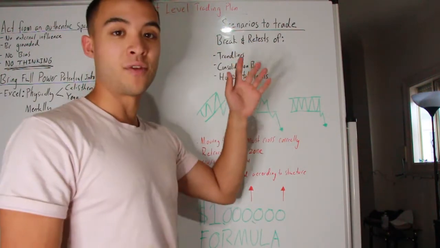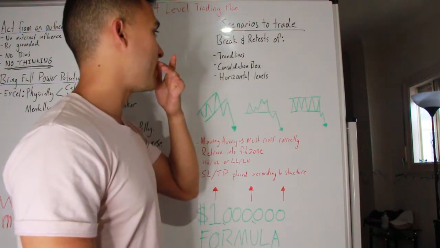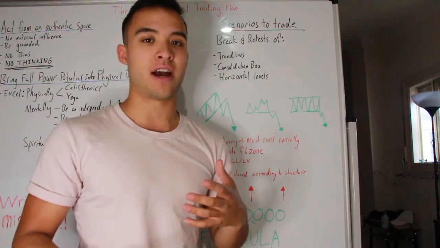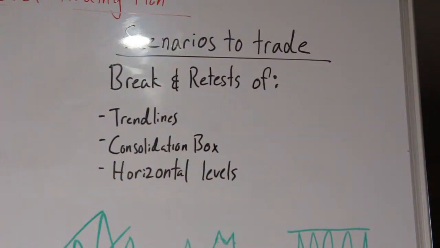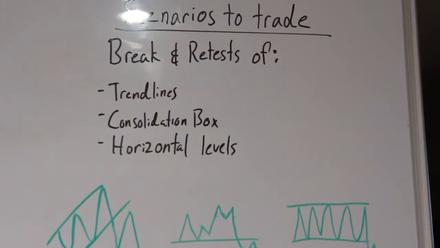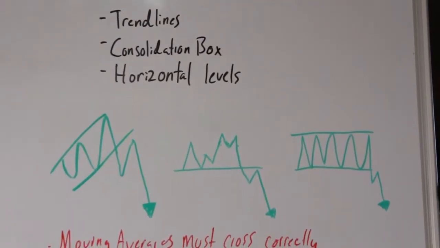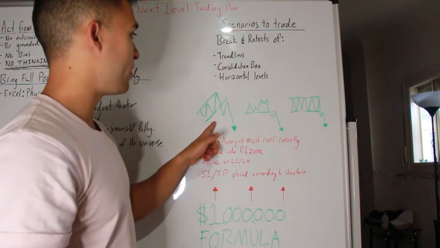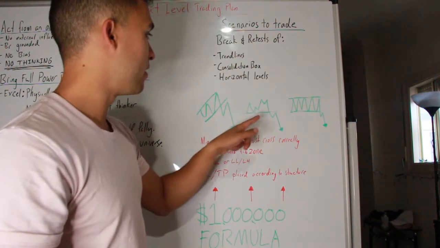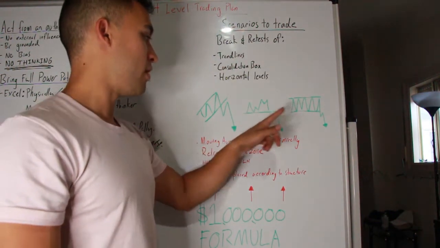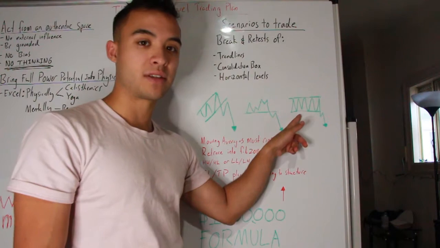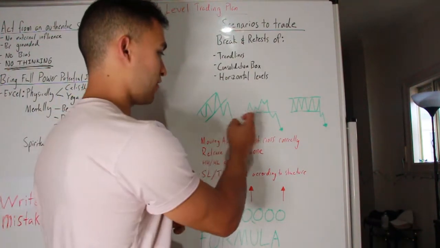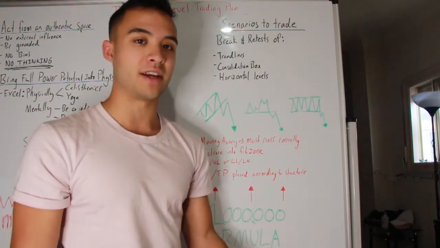So I've got, first of all, scenarios to trade. Pretty much this tells me, okay, before I actually take a trade, what am I looking for to happen? So that's three things here. I'm looking for break and retests of trend lines, consolidation boxes, and horizontal levels. And I have drawn them out at the bottom here for you as well. So here we have the break and retest of a trend line, break and retest of a horizontal level, break and retest of a consolidation box. So these are the three things which I look for before I take a trade. If I don't see any of these three things, then it's not a trade for me to take.